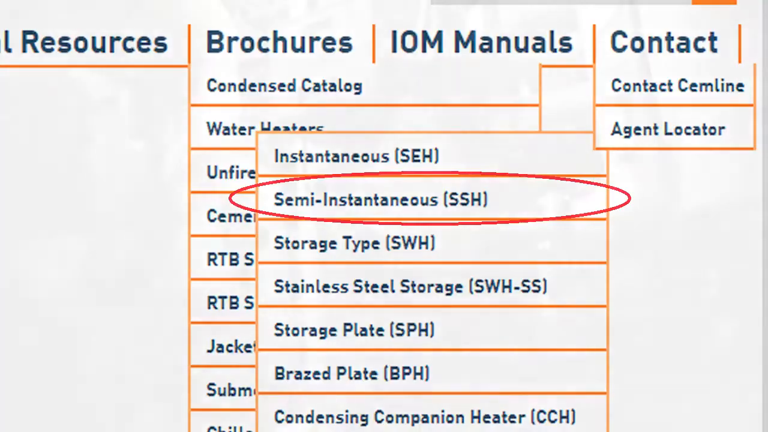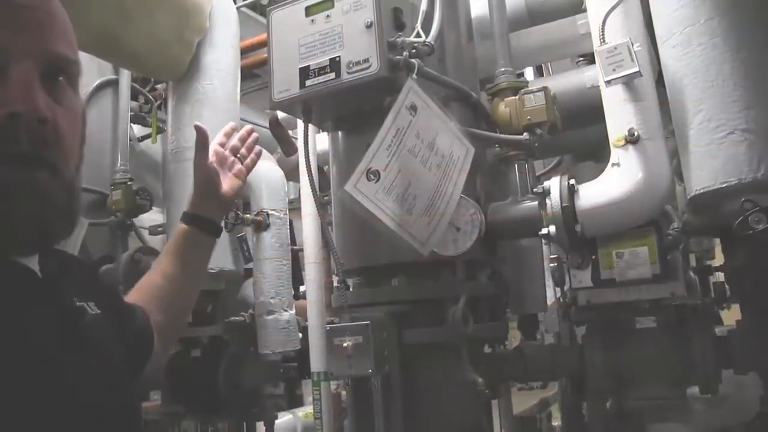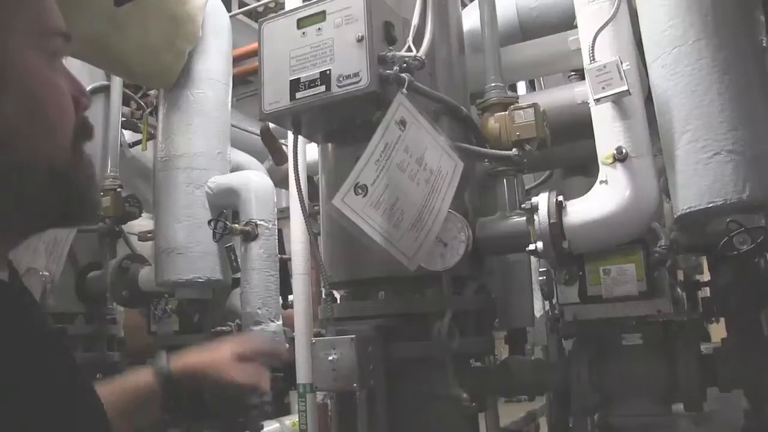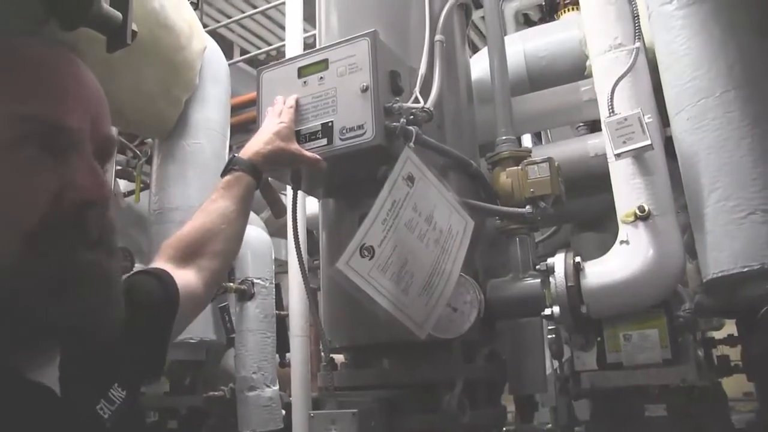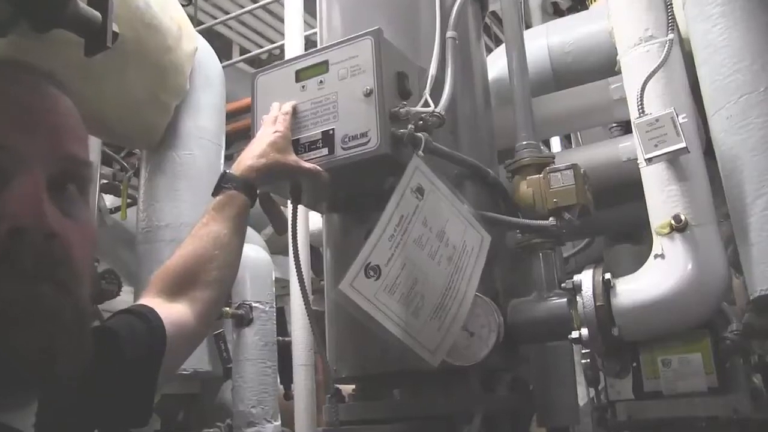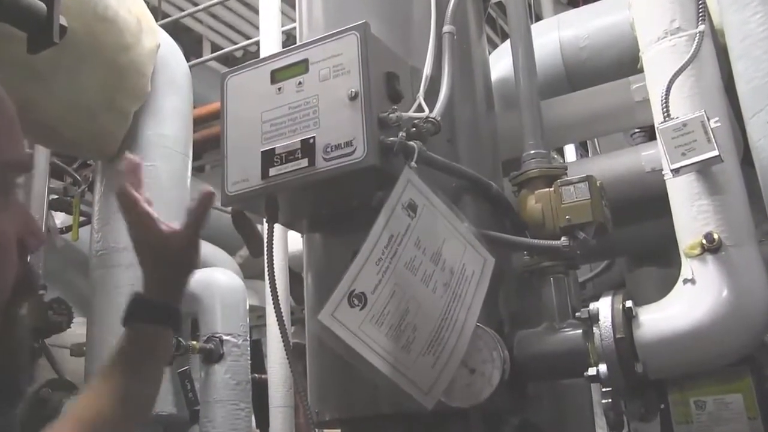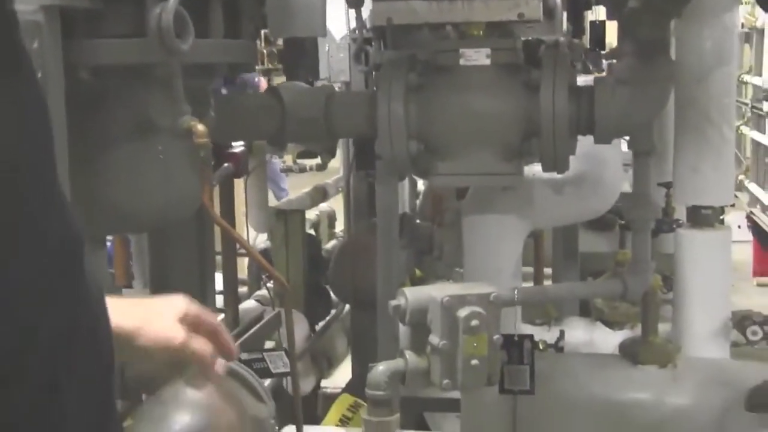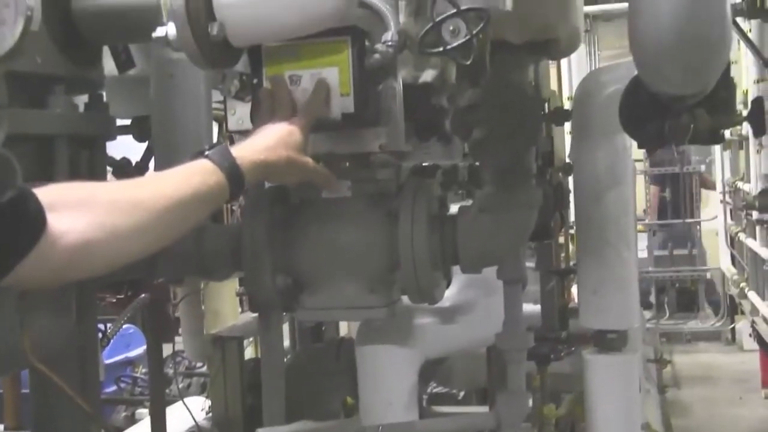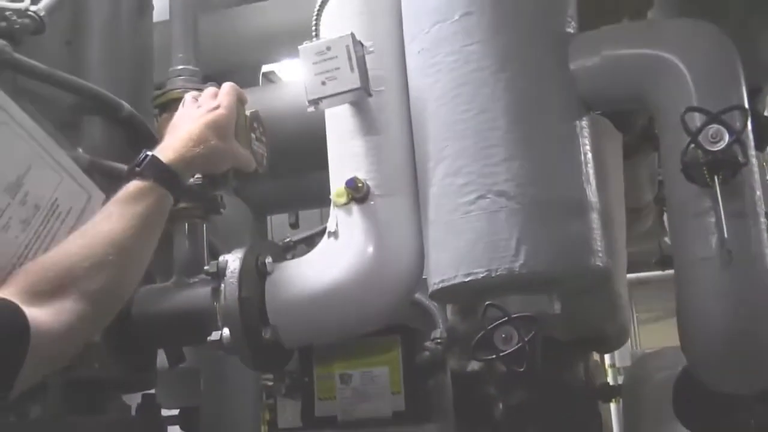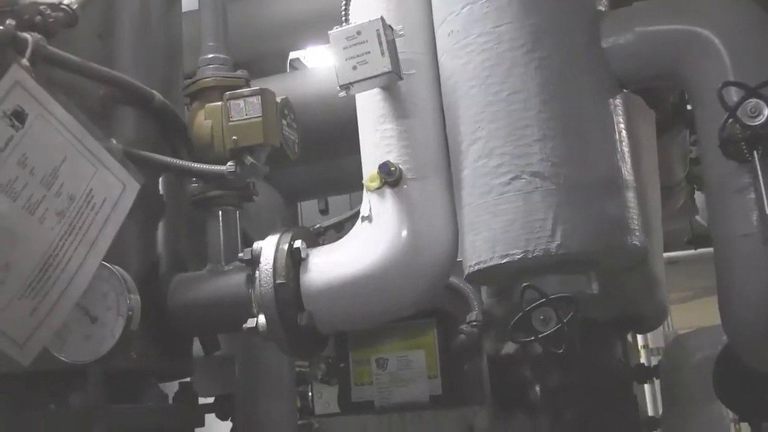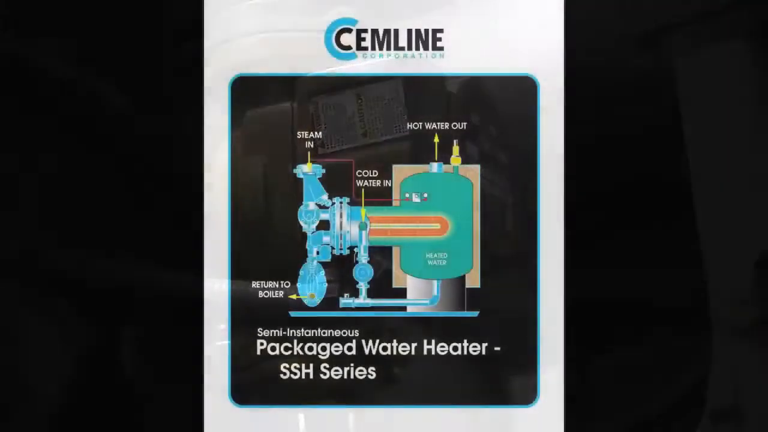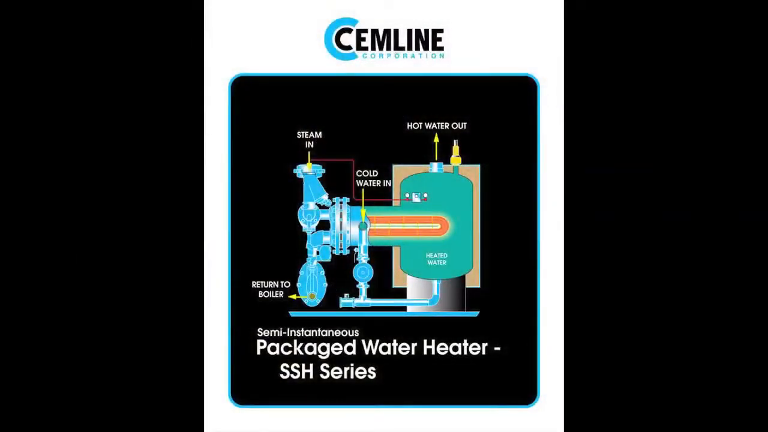We have our standard semi-instantaneous shell and tube heat exchanger. It's an SSH unit. I'm going to start out by pointing out the componentry on it. This is our controller, which would control the set points, the alarms, high limits, all that. You have your shell and tube heat exchanger. We have our main trap and our drip trap, your control valve, and the circulator. This is not a system circulator. What this circulator does is it circulates the heat through the unit to ensure even temperature throughout.